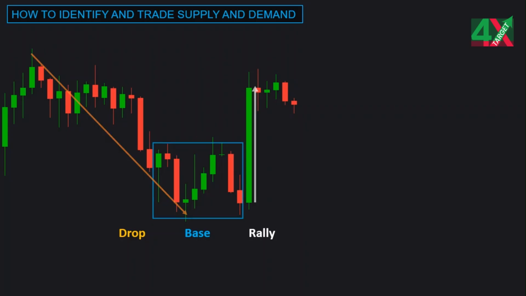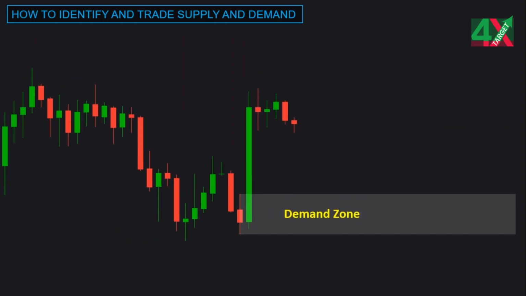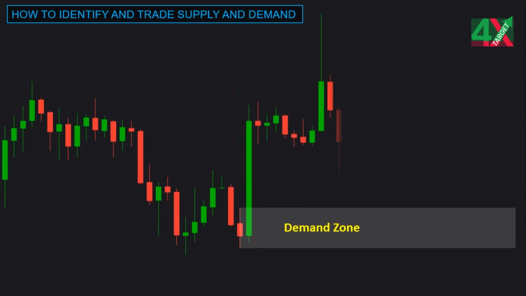To mark a demand zone, find the last bearish candle before that upward move. Draw a rectangle from the low to the high of that candle. This forms your demand zone. After marking the zone, wait for price to return to it. Patience is key. In our example, as price touches the demand zone, a pin bar rejection wick forms, showing clear buyer interest. This is your confirmation.